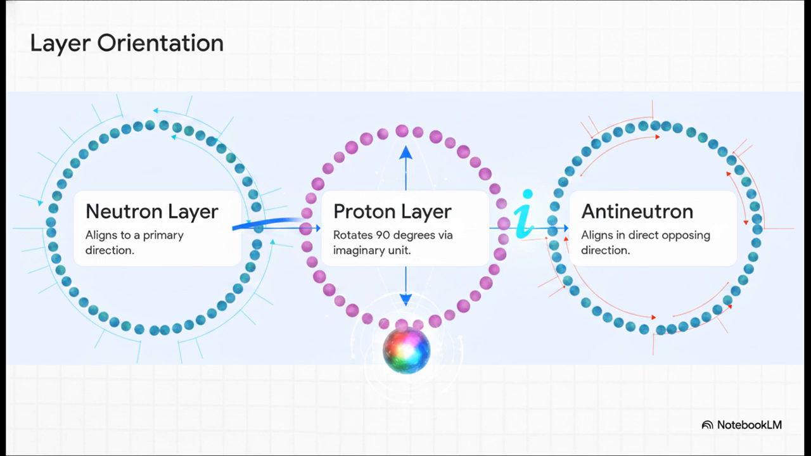Now, that moving neutron layer generates an electromagnetic field, which induces the next layer, the proton layer. But it applies our active reality operator, the imaginary unit I. So, step 2, boom, the proton layer is rotated exactly 90 degrees. Its orbital plane is completely perpendicular to the neutron layer. Then this proton layer's wave function affects the next layer. Step 3, the antineutron layer is pulled in, but it aligns in direct opposition to that very first neutron layer.